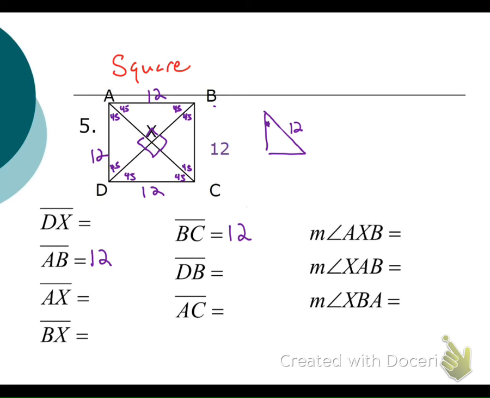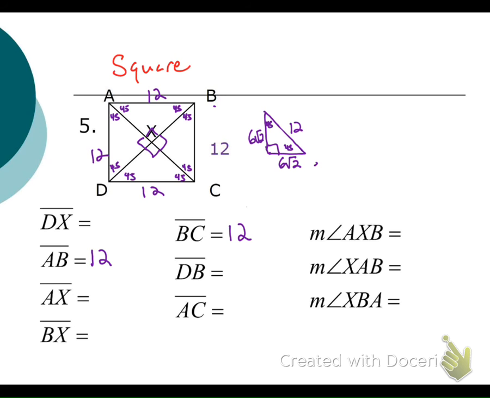12, 45, 45, 90. There's a way to get those side lengths. If you guys remember the trick, what do we do with that? Not subtract. So our trick was we took our hypotenuse and we divided by 2. And then you attach the square root of 2 to it.